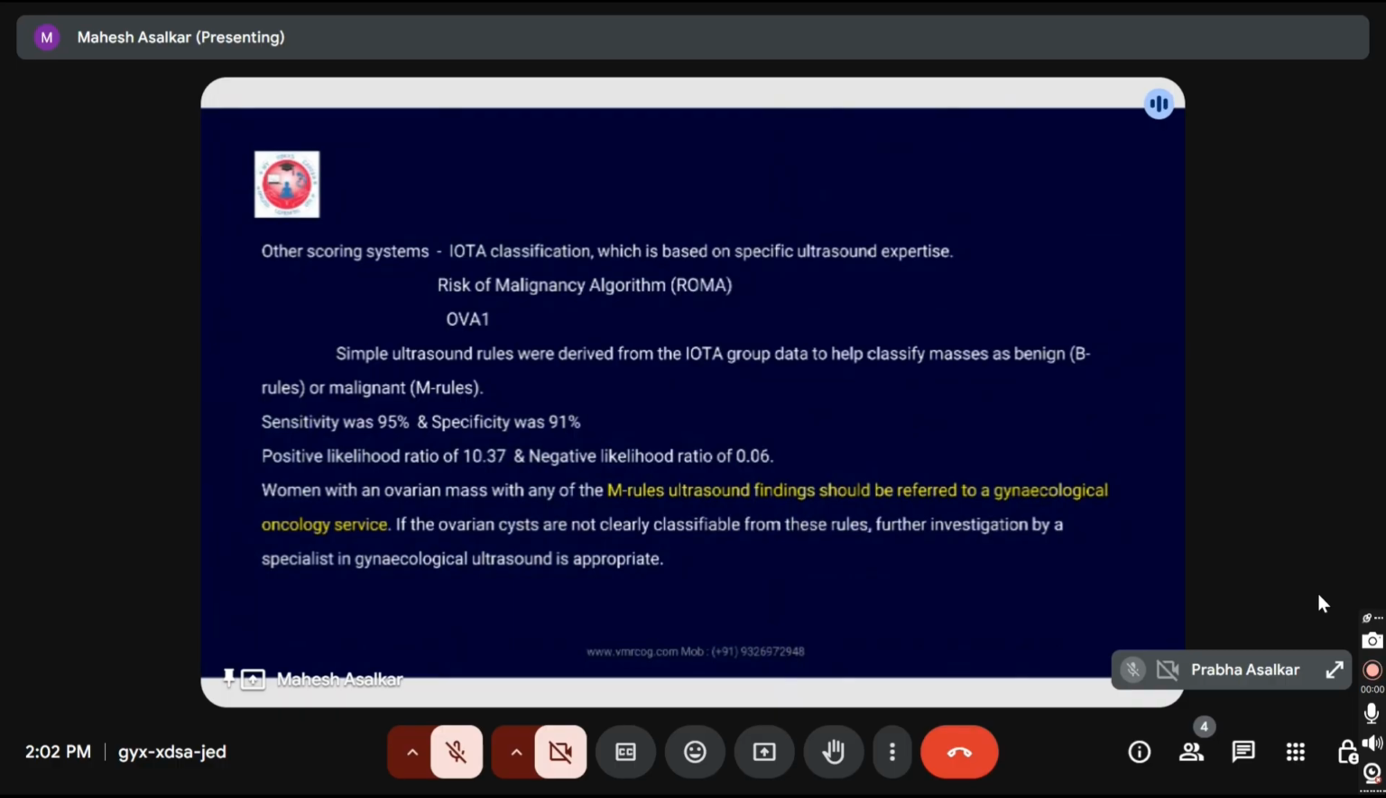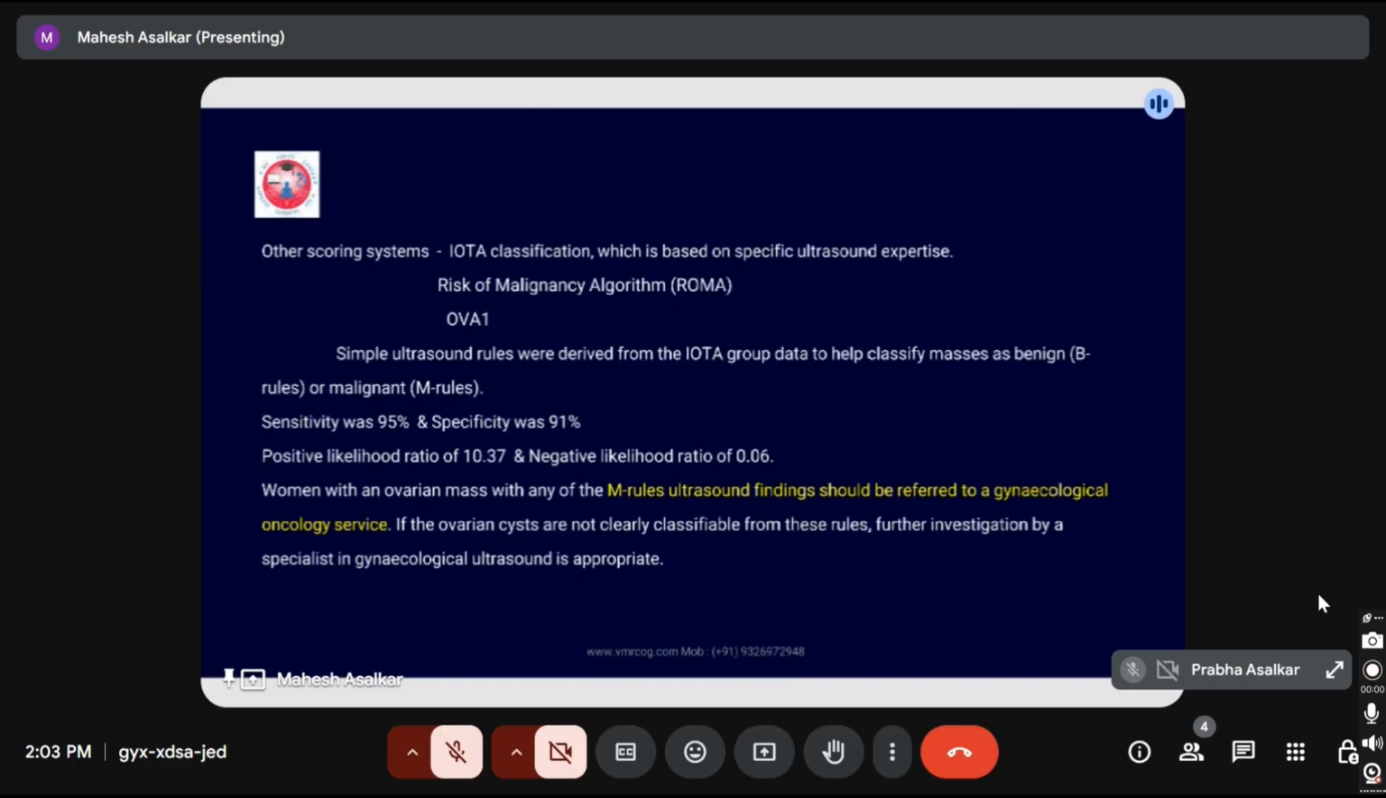Okay, so there are other scoring systems apart from RMI. One is the IOTA classification, which you should also know. The IOTA classification is based on specific ultrasound expertise. Then there is the risk of malignancy algorithm, that is ROMA, and the third one is OVA1. The IOTA classification is nothing but simple ultrasound rules derived from the IOTA group data to help classify masses as either benign or malignant, depending upon B rules or M rules. So they have identified B rules and M rules, and accordingly the masses are classified as benign or malignant.